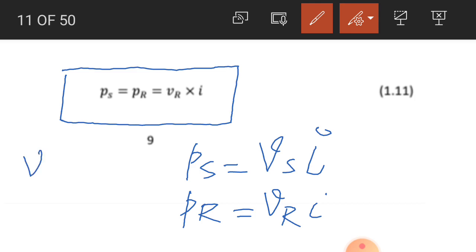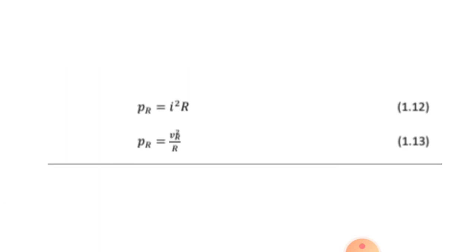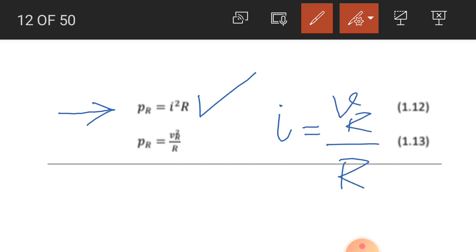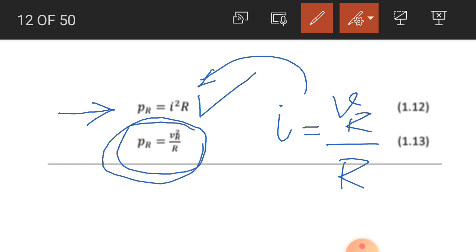We know that VR is equal to I R. If I put the value of VR in this particular equation, I obtain another equation for the power which is consumed by the resistor, that is equal to I square R. We can also calculate it another way: the current is basically equal to VR by R. If I put this value of the current in equation number 12, I get another equation for the calculation of the power, which is VR square by R. So we can calculate the power with the help of any one of these three equations.